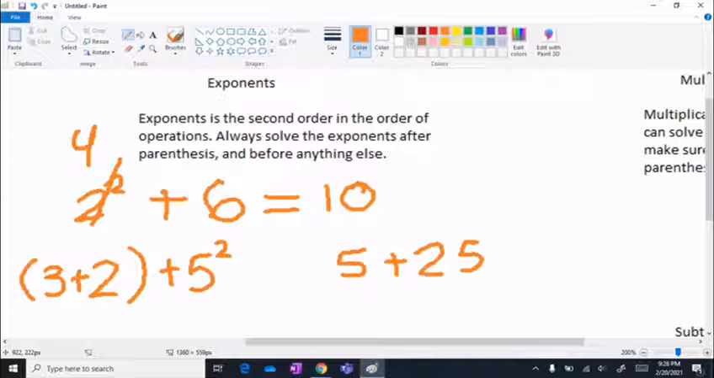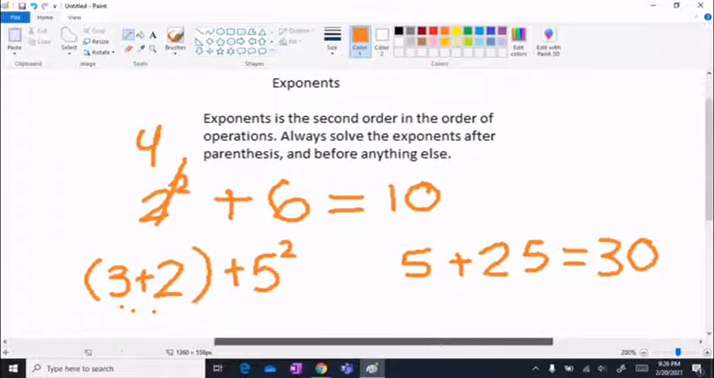And if you're confused on how we got this, 3 plus 2 is 5. 5 to the power of 2, which is 5 times 5, is 25. So in the end, we have 5 plus 25, which equals 30. Now, that wasn't too hard, was it?